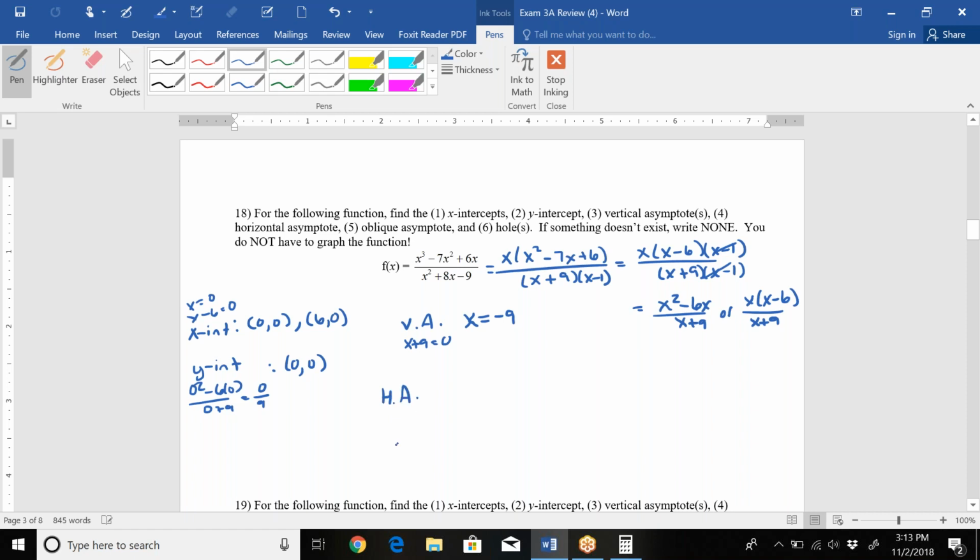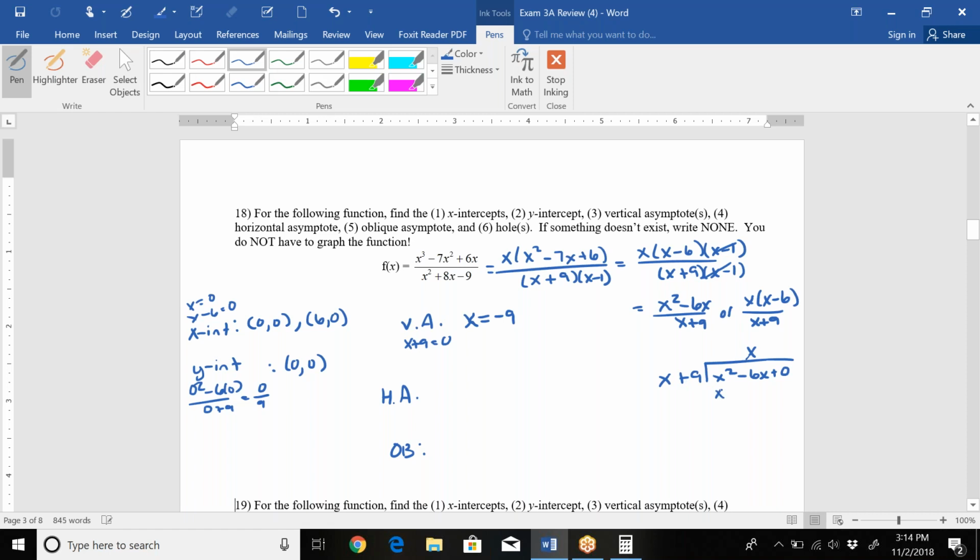Horizontal versus oblique has to do with degree. If you were to do long division with this specific problem, notice that when you go to do it, x goes into x squared x times. And I also need a constant here, so I'm going to put a plus 0. That means this is an oblique, not a horizontal, because there's an x up here. So we need to finish the long division to get the equation.